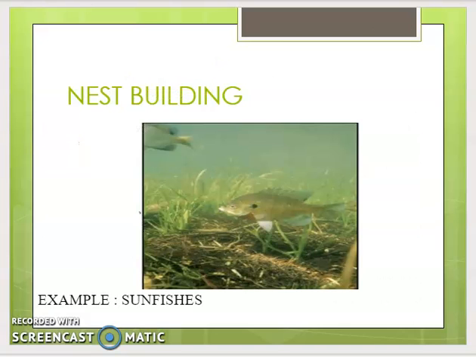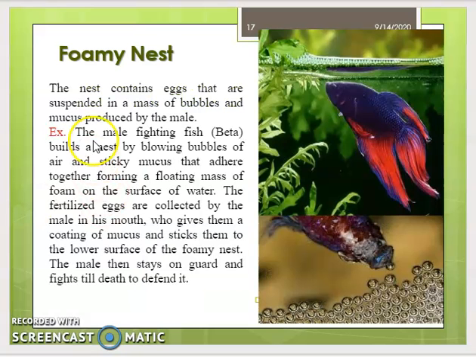So again, the nest type. Here, these are the sunfishes. You can see the sunfish among the vegetation guarding the eggs.